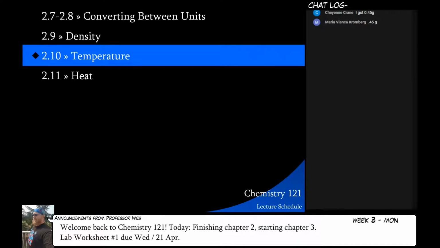All right. Last bit of Unit 2 that we're going to do is temperature, because we're not going to do this heat part because it's not actually in the textbook. It's in my textbook. It's not in yours in the current edition.